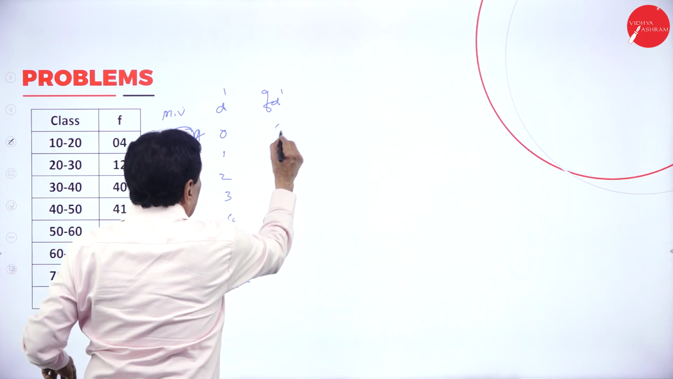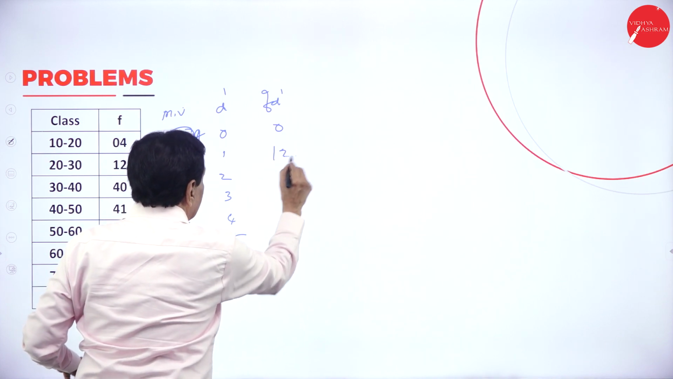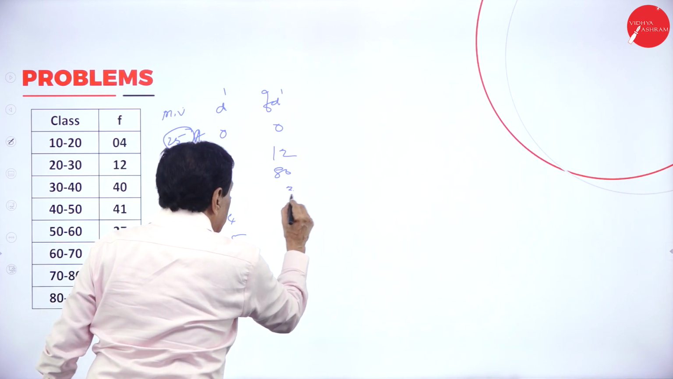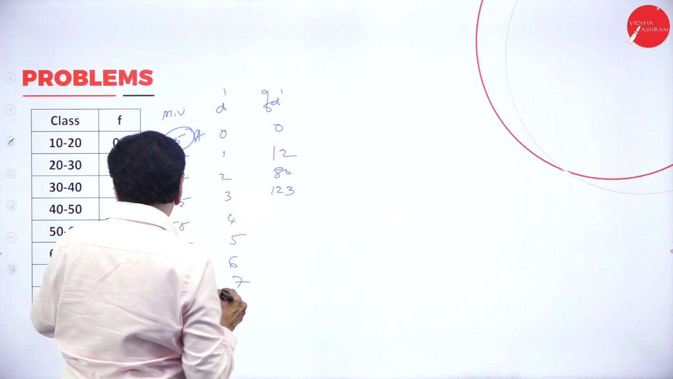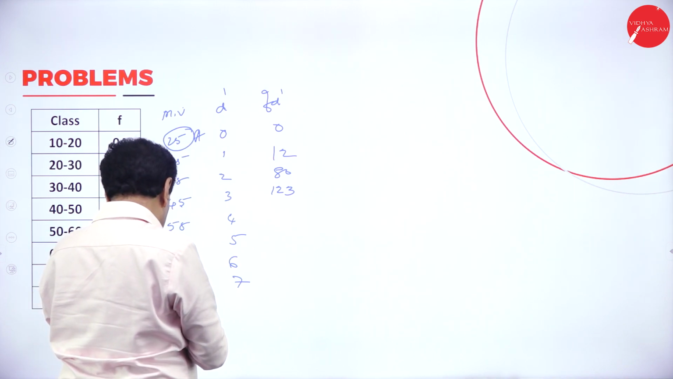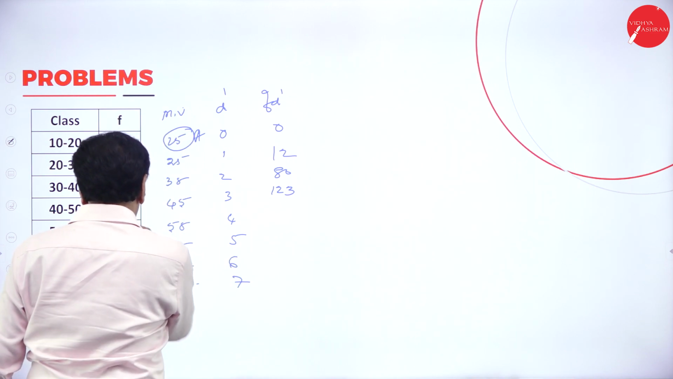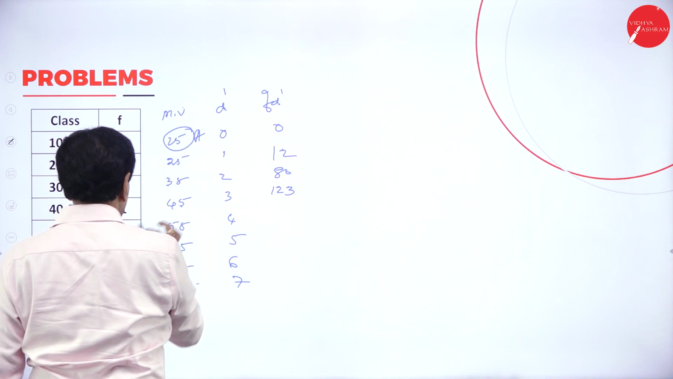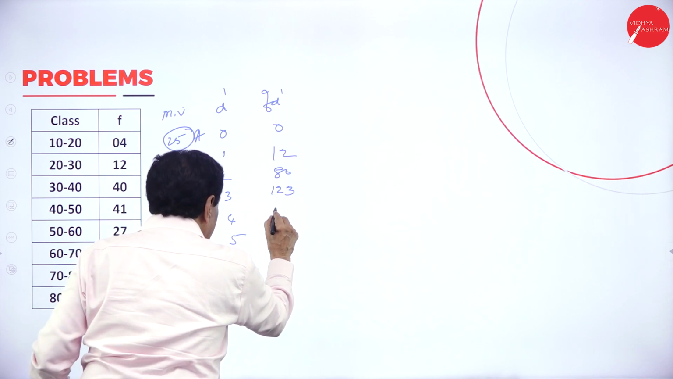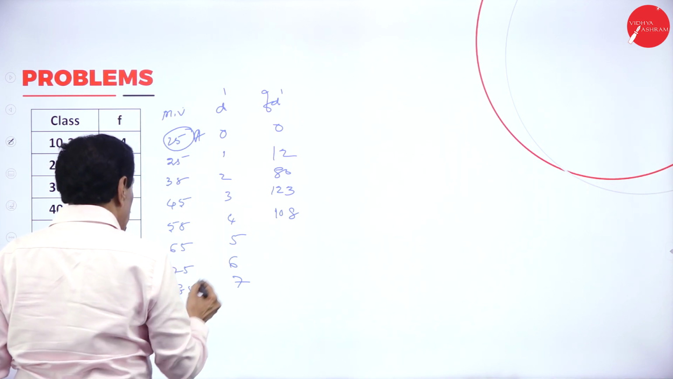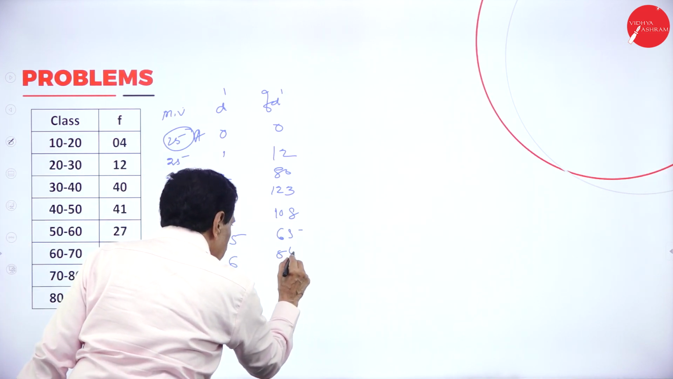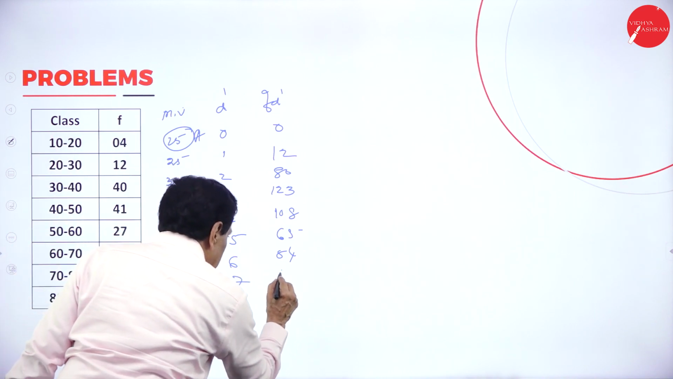4 into 0 is 0. 12 into 1 is 12. 40 into 2 is 80. 41 into 3 is 123. 27 into 4 is 108. This is your frequency. 13 into 5 is 65. 9 into 6 is 54. 4 into 7 is 28.